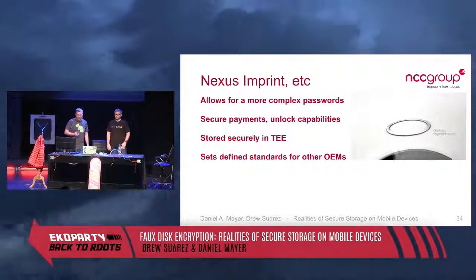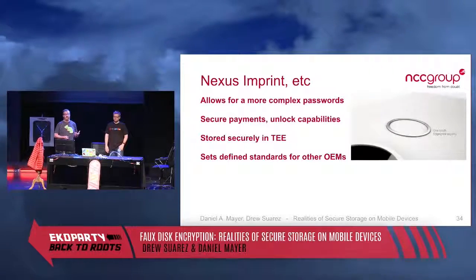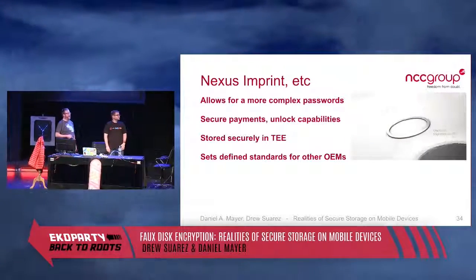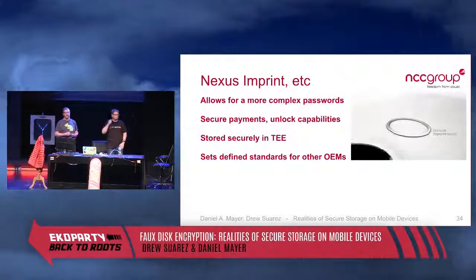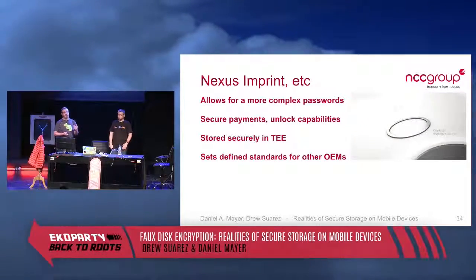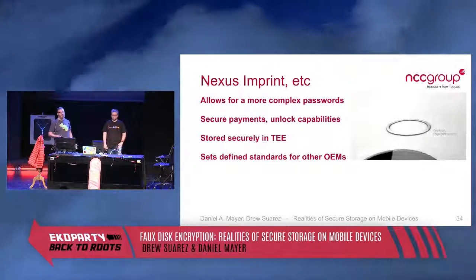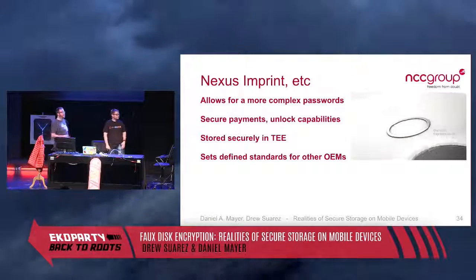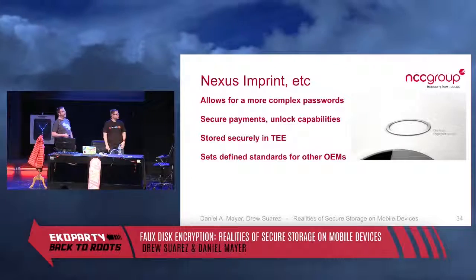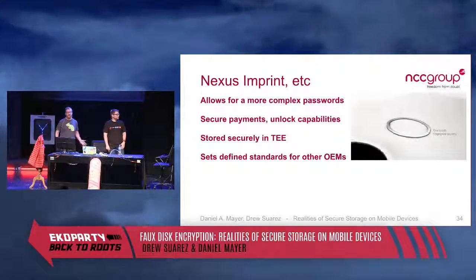And lastly, for Marshmallow, Nexus Imprint, similar to Touch ID in that a fingerprint scanner is now fully supported by the Android open source project. And this allows for better and more complex passwords, because now you can have a very long one to decrypt the disk at boot, and then very simply open the device without having to keep typing that in every time. So it encourages better usability for users, and I think in the end will produce more security as a result. This is also used for secure payments and for unlocking. This key material is stored securely in a trusted execution environment. So again, if you have root on the device, it should not be accessible.